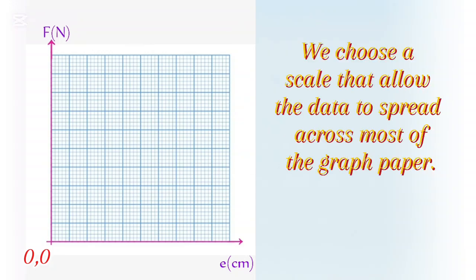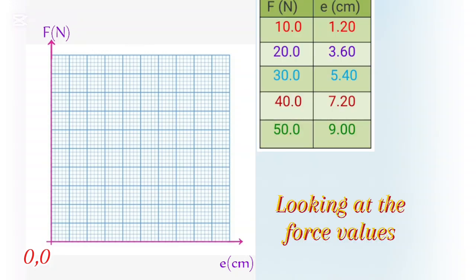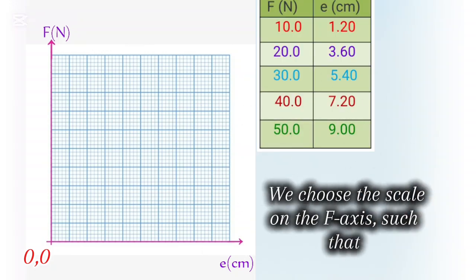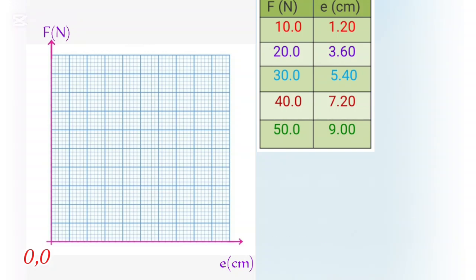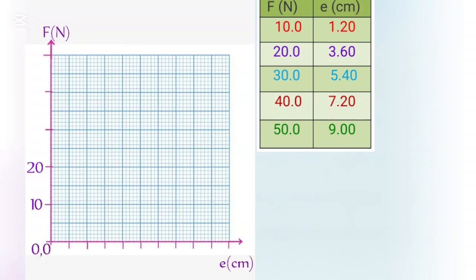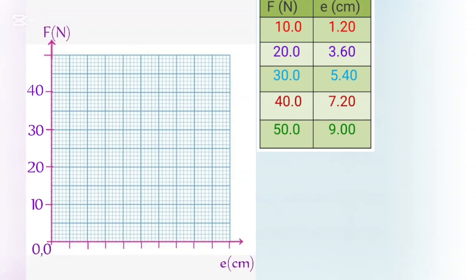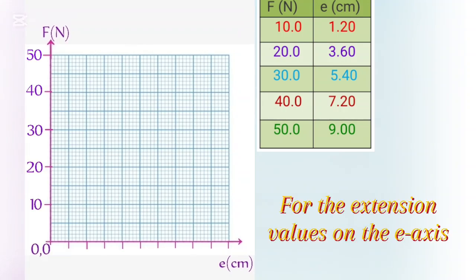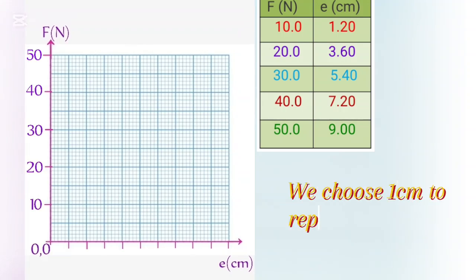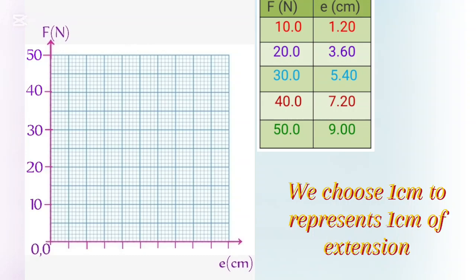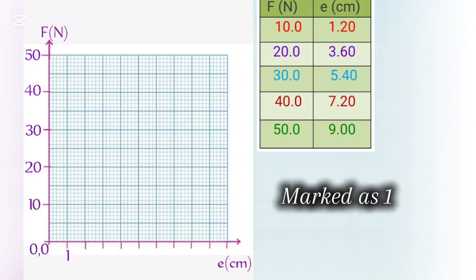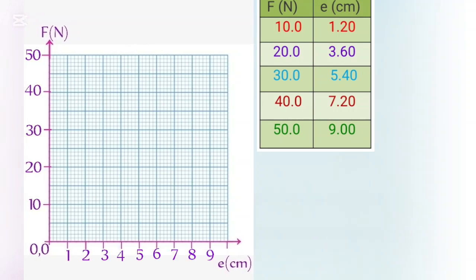Now we choose a scale that allows the data to spread across most of the graph paper. Looking at the first values, we choose the scale on the F-axis such that 2 centimeters represent 10 Newton. So the marking will be 10, 20, 30, 40, and 50. For the extension values on the E-axis, we choose 1 centimeter to represent 1 centimeter of extension, marked as 1, 2, 3, 4, up to 10.